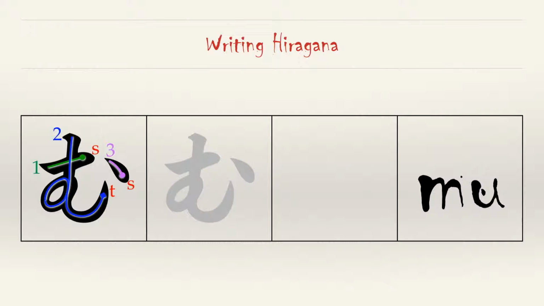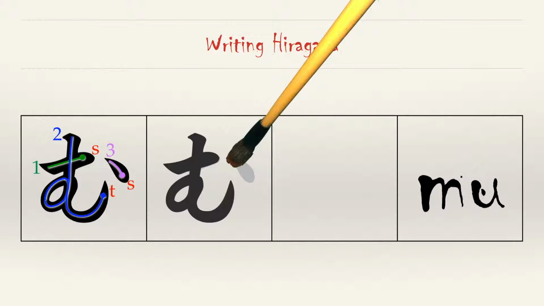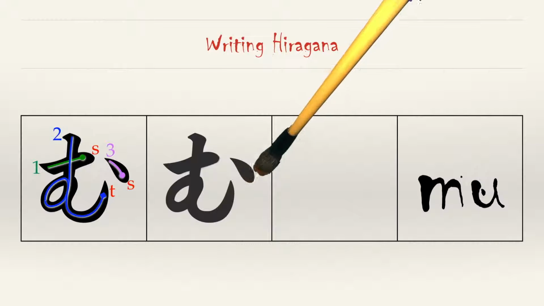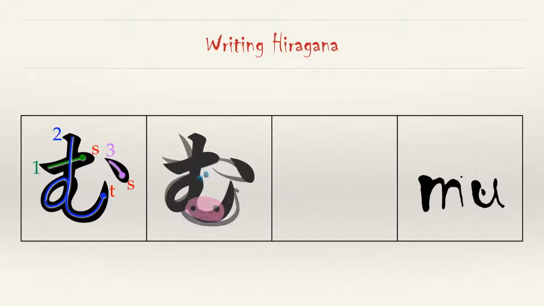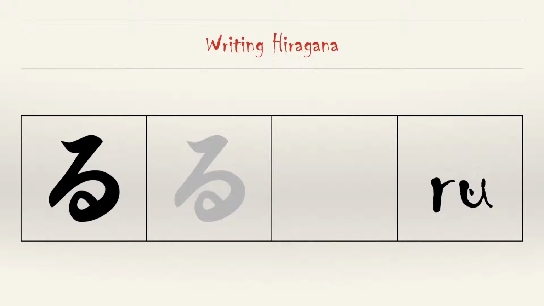It stops. Let's see how well we can do on this. Stroke 1 goes right and stops. Stroke 2 goes down, loops around, and then turns back upward before it tails. Stroke 3 is quick and easy. Mu. Do you remember what a cow says? It says mu. Our final character is ru.